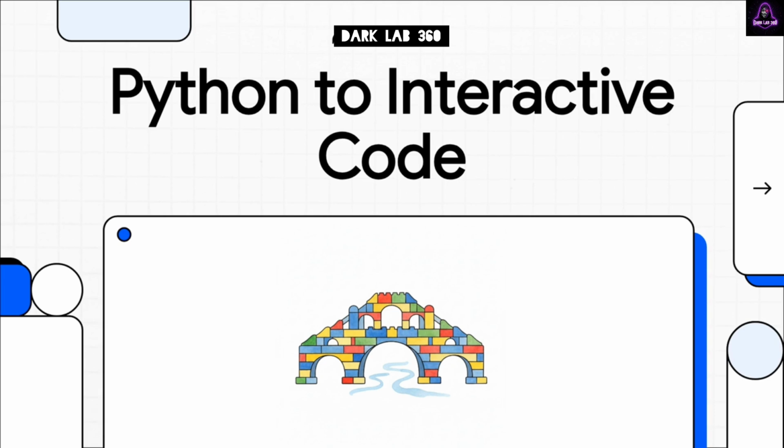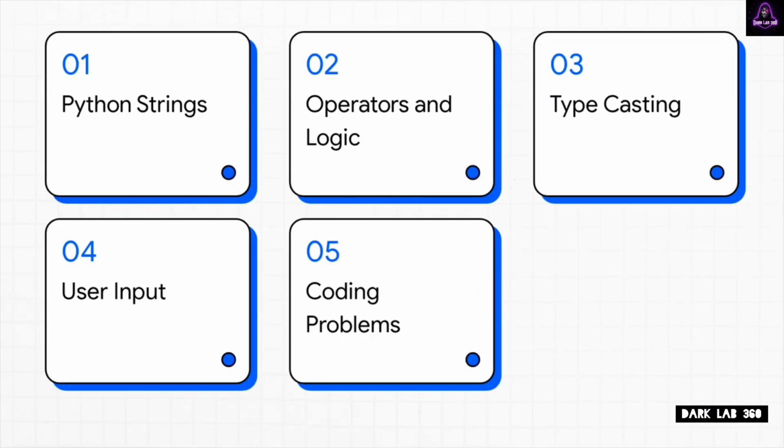We're taking the leap from static, boring code that just sits there to dynamic, interactive programs that can literally hold a conversation with whoever's at the keyboard. Here is our roadmap for getting there. We'll start by mastering strings, then move into operators and logic, followed by typecasting, user input, and finally, we'll wrap up by solving a real coding problem together.